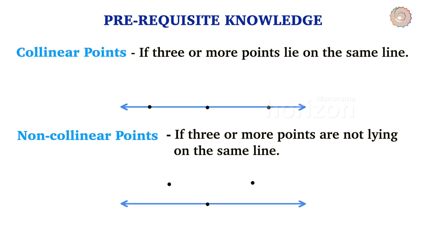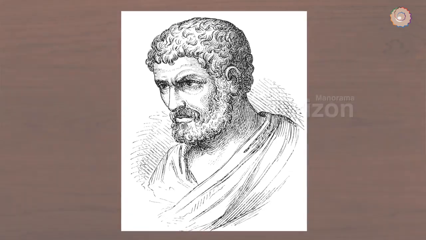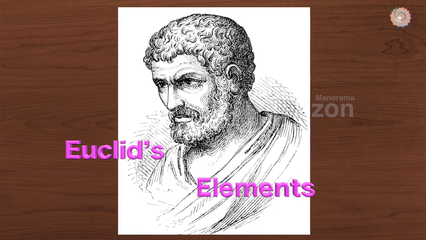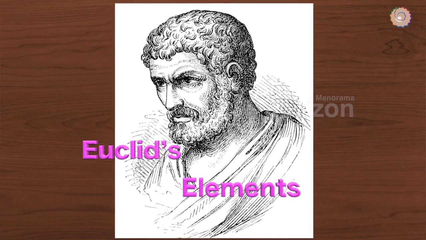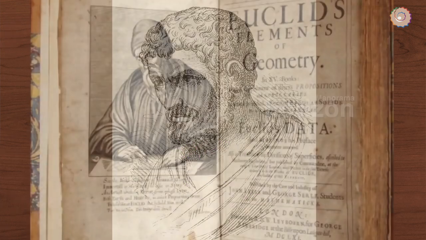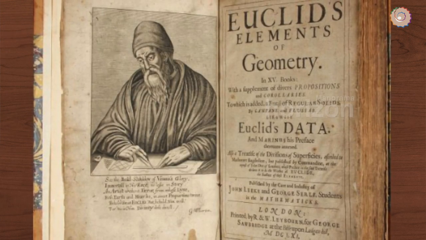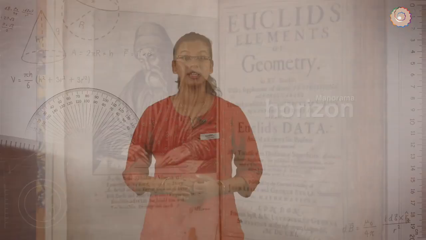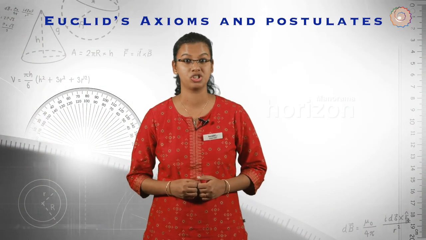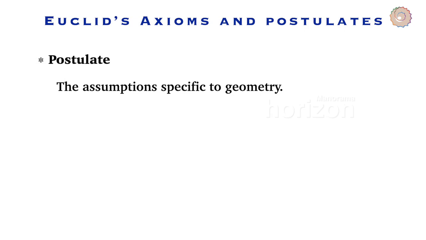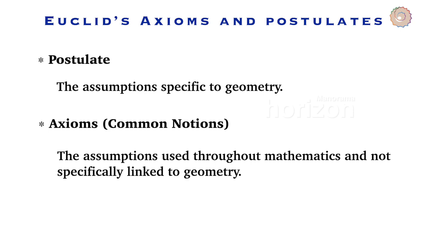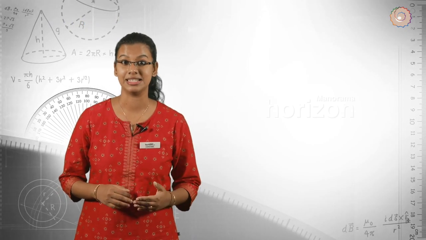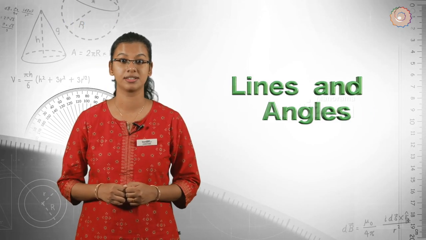Now, let's see the origin of all these definitions. That is from Euclid. Euclid, the father of geometry, specified certain assumptions in his treatise called Elements. They are actually universal truths and are divided into two types, axioms and postulates. Postulates are assumptions that were specific to geometry, whereas axioms, also called common notions, were assumptions used throughout mathematics and not specifically linked to geometry. Now let's see in detail about lines and angles.